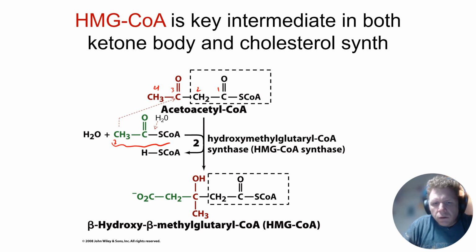So HMG-CoA, beta-hydroxy-beta-methylglutaryl-CoA, has 1, 2, 3, 4, 5, 6 carbons. Where did they all come from? They all came from the same source, acetyl-CoA. So 3 acetyl-CoA are required to make HMG-CoA, a 6-carbon long molecule. Were all these acetyl-CoAs just sort of thrown into a blender? No, we had different enzymes working in different places.